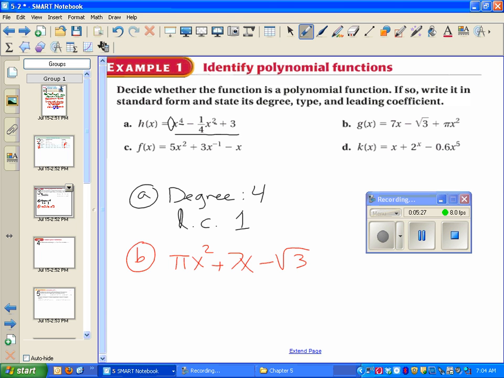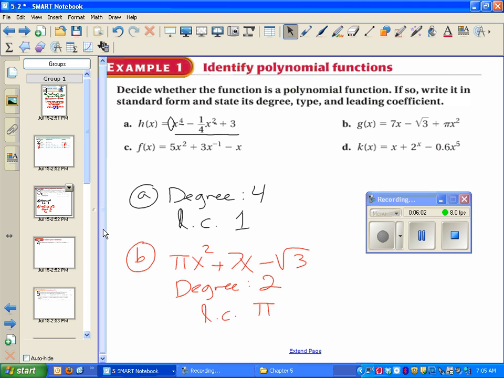Okay. Funny coefficients, but still just numbers. So for example B, our degree would be 2, or you could call that a quadratic, and the leading coefficient is pi, which is just a number. We usually abbreviate that as 3.14. And then A and B are both even degrees. C and D are not polynomial functions, so please pause and see if you can figure out why.